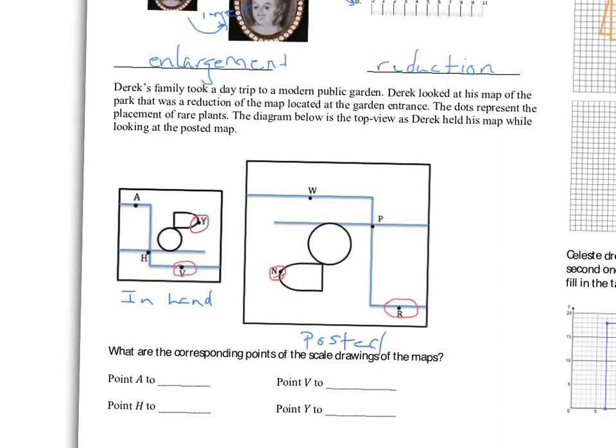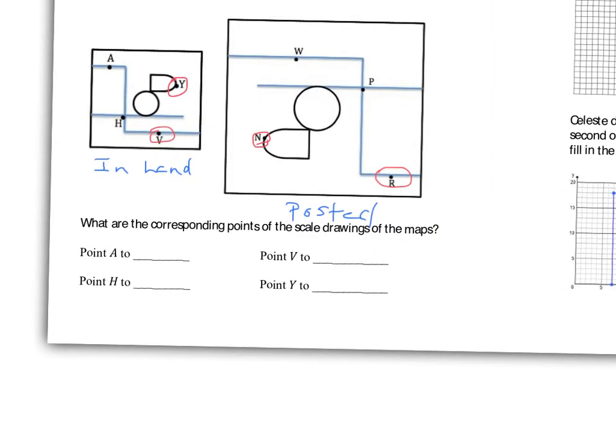So when we're looking down here at our corresponding points, it's important to recognize what corresponds to what, when we're thinking about trying to measure whether something is proportional or a scale drawing or not. Okay, so we've seen that Y corresponds to N. We need to figure out what corresponds to A.